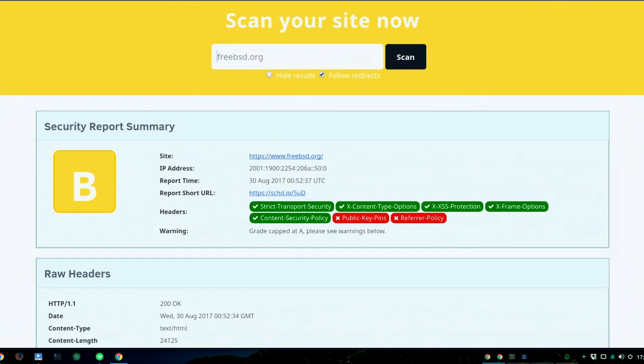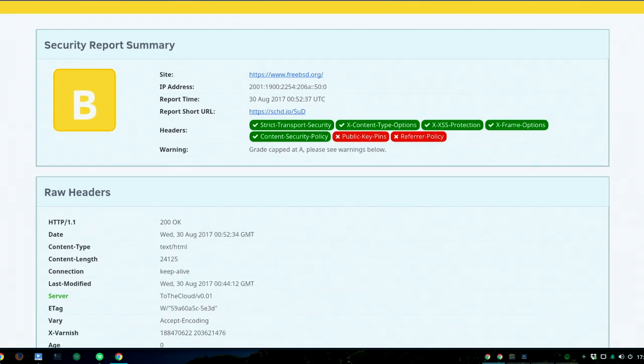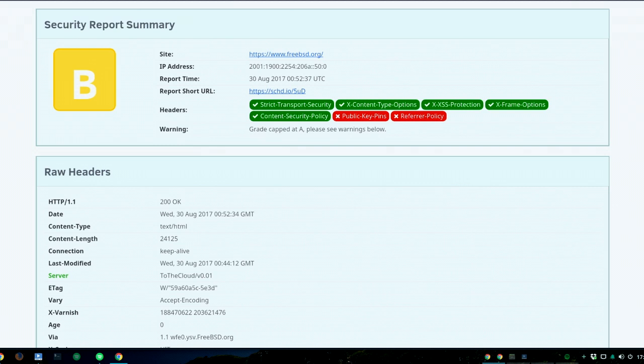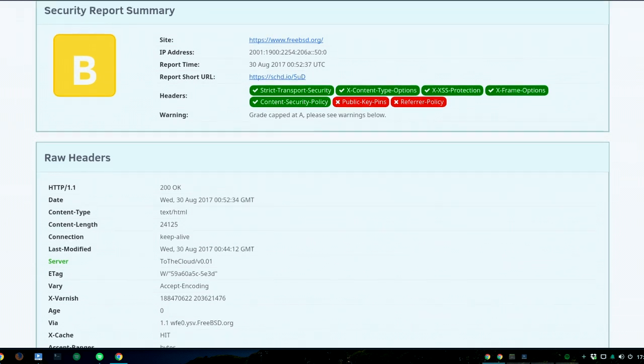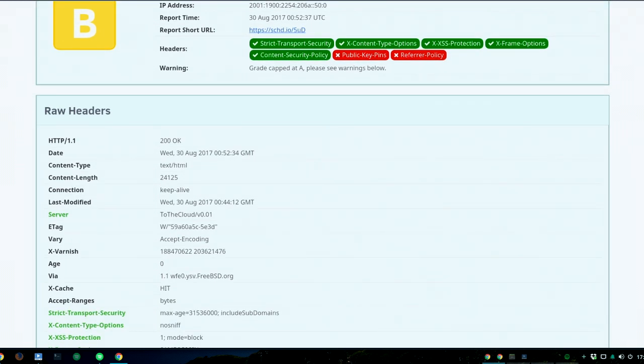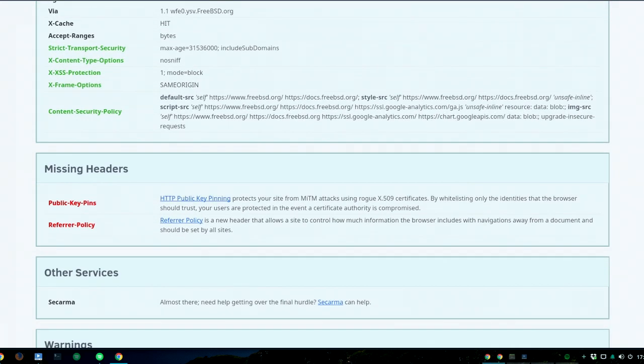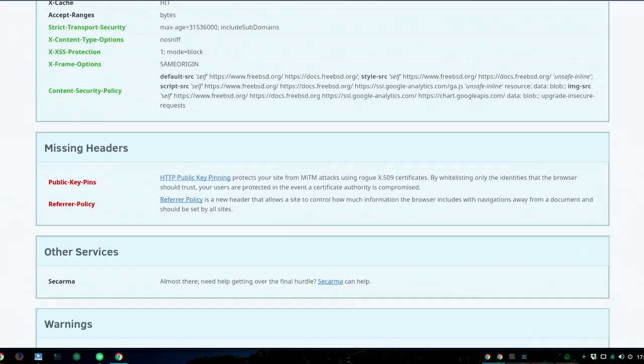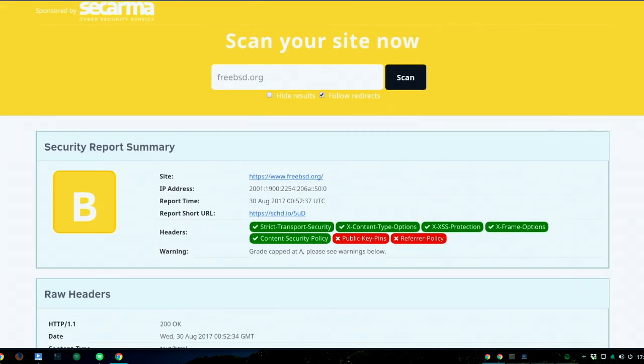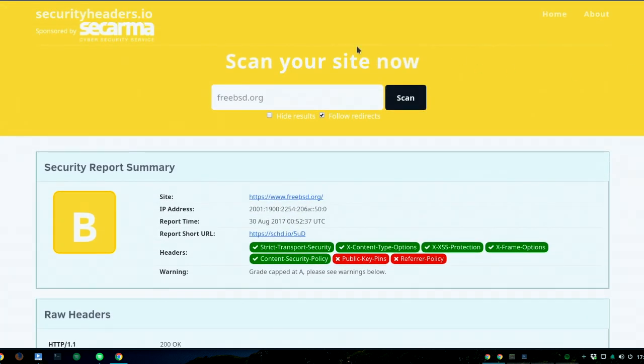So basically, there's headers that you can add in. There's things like strict transport security, content type, cross-site protection, frame, content security policy, referrer policy, and public key pins. So FreeBSD gets a B because it doesn't have public key pins and it doesn't have a referrer policy. So I put one of my websites in there and I get an F because I don't do any of this stuff whatsoever. And that's why I dislike it, because it's giving me more work to do.